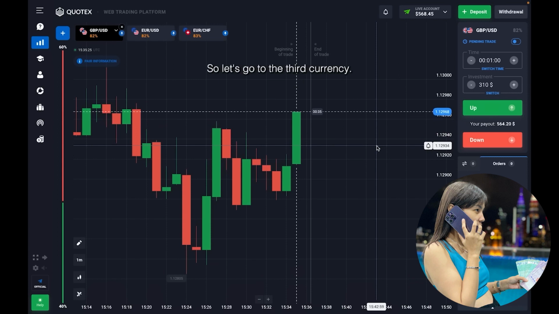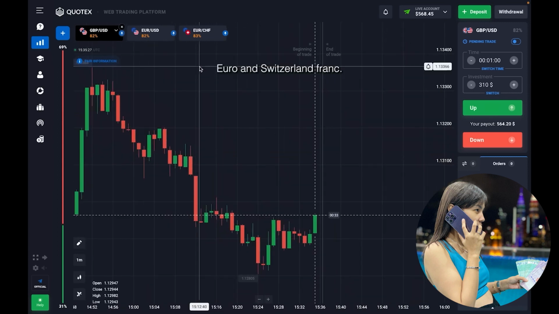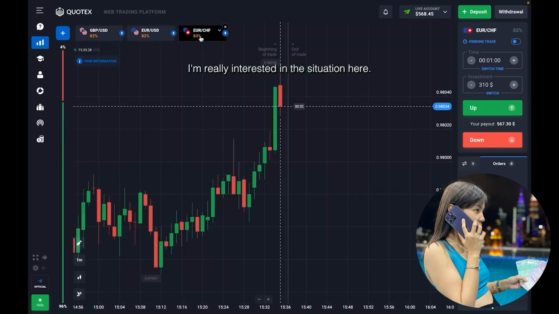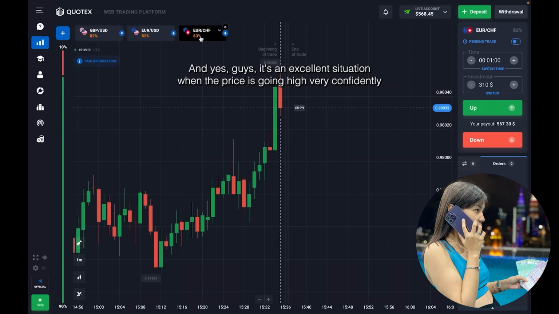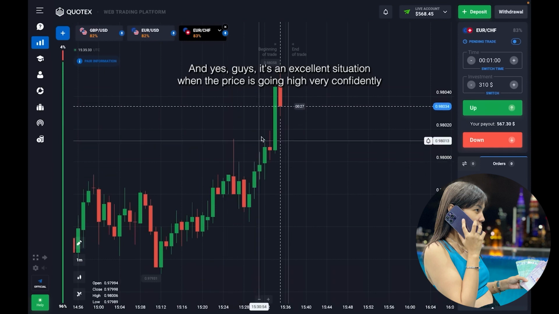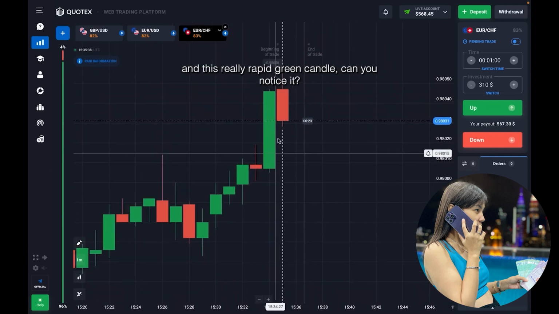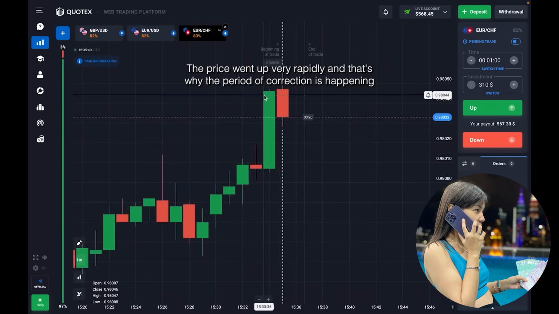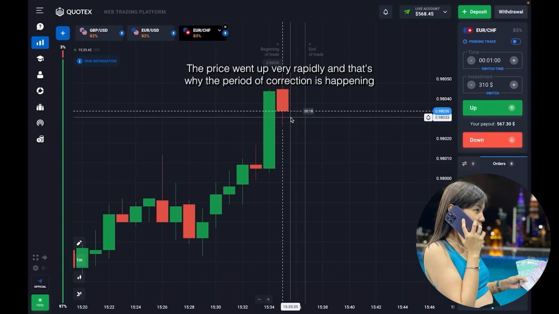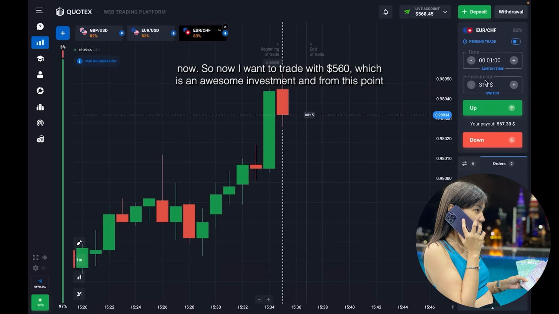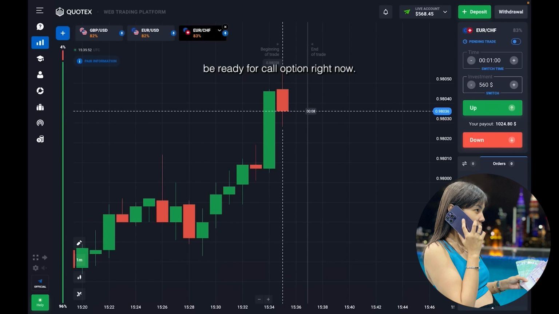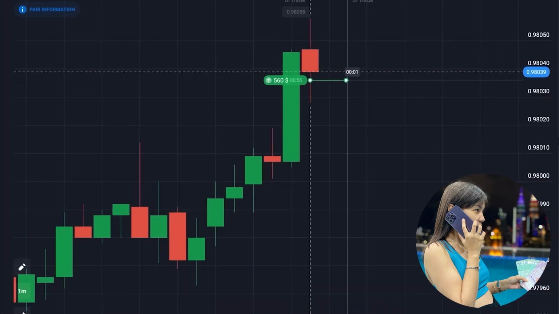Let's go to the third currency, euro and Brazilian franc. I'm really interested in this situation here, and yes guys, it's an excellent situation when the price is going high very confidently, and this really rapid green candle. So can you notice it? The price went up very rapidly, and that's why the period of correction is happening now. So now I want to trade with $560, which is an awesome investment, and from this point be ready for call option right now.